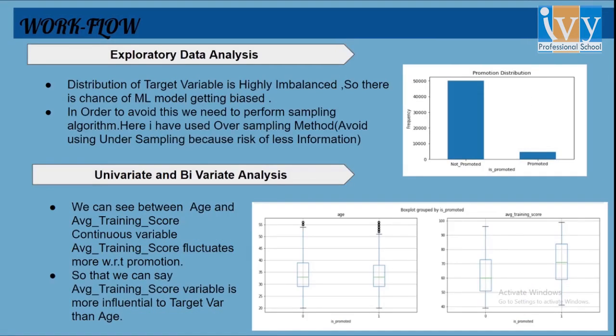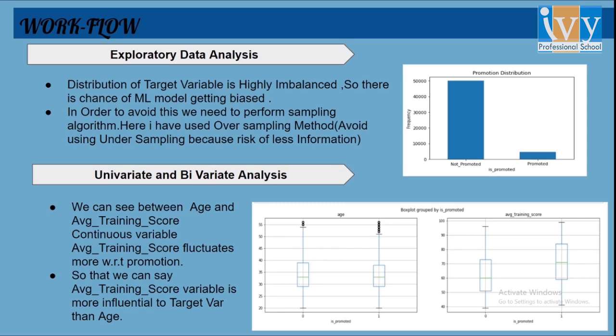Okay, so exploratory data analysis. You can see the distribution of the target variable is highly imbalanced, so there is always a chance of our machine learning model getting biased toward the majority class. To avoid this, we need to perform a sampling algorithm. So I have used oversampling here. Note: always avoid using undersampling, because there is a risk of less information for our machine learning model to predict the promotion.